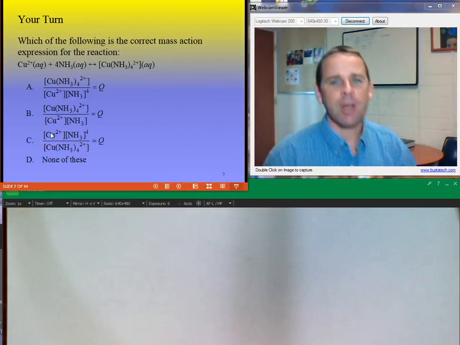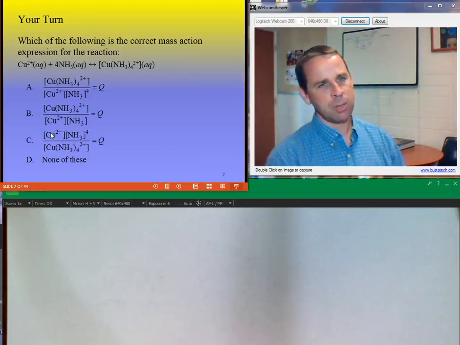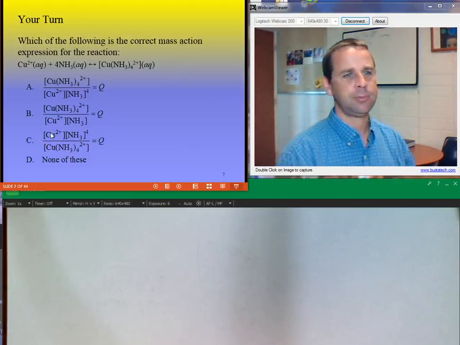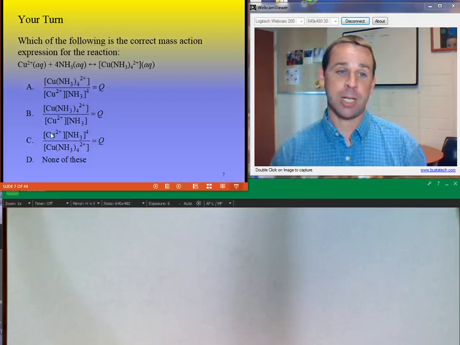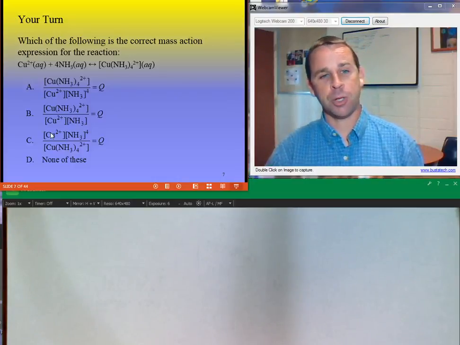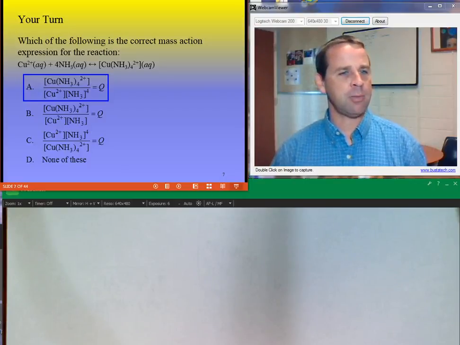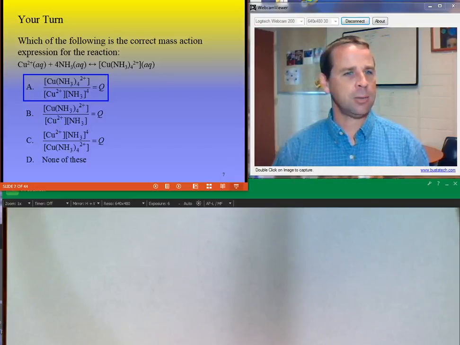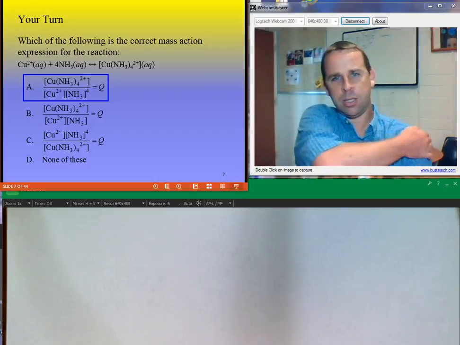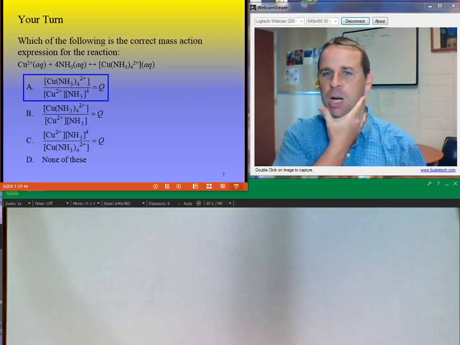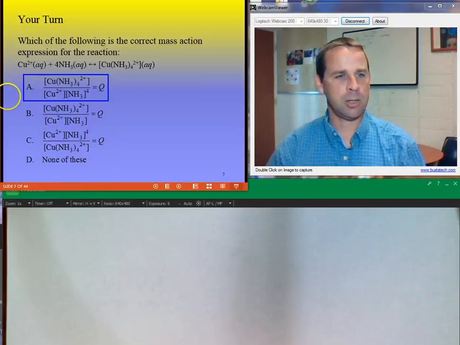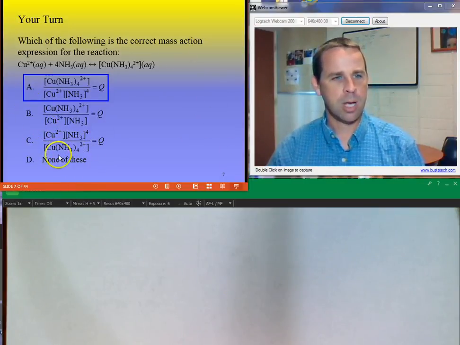All right. So can you identify which one is the correct mass action expression for this chemical reaction? Take a few seconds. Push pause. Take a look at it for a while. Okay. I'm going to show you now. All right, so this one's correct because it has the products. They're not raised to anything. B and C didn't have them raised to anything, but C had the products in the denominator. The denominator is the bottom, right? C has the products on the denominator. That's not correct, right?